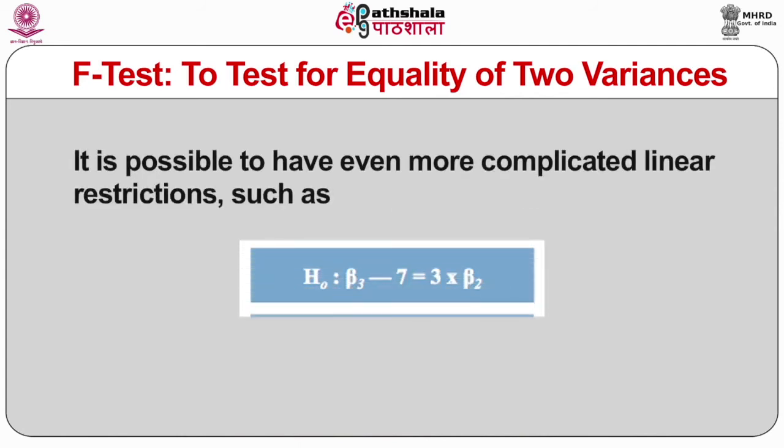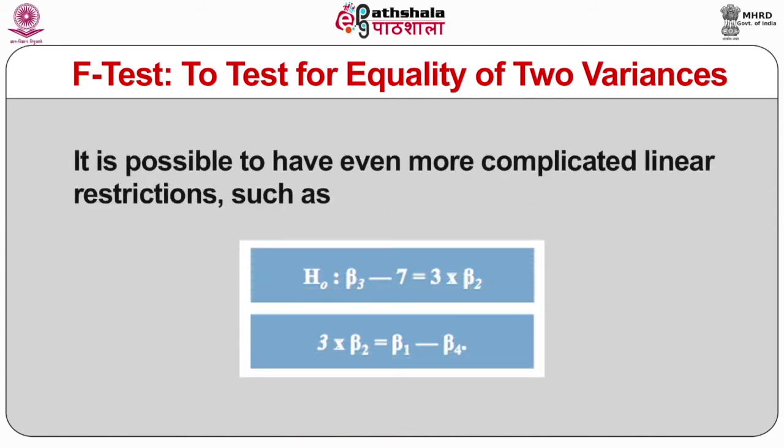It is possible to have even more complicated linear restrictions, such as H0: B3-7 is equal to 3 x B2 and 3 x B2 is equal to B1-B4. Usually, in a compact manner, it is written as H0: B3-7 is equal to 3 x B2 is equal to B1-B4. These types of restrictions are not very common, since our theories rarely produce such harsh predictions about our coefficients. Restrictions of these kinds are useful if the coefficients need to be rescaled in order to make them more comparable.